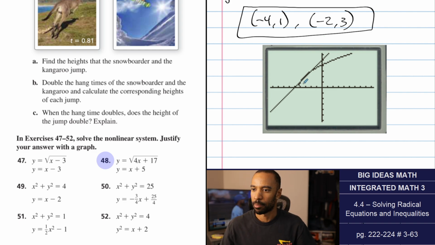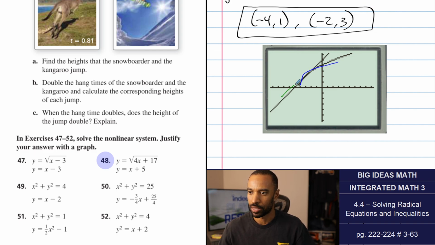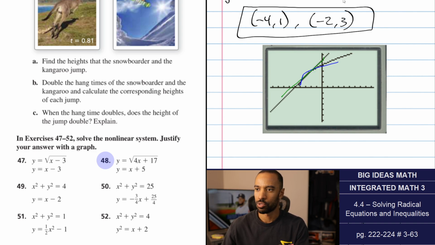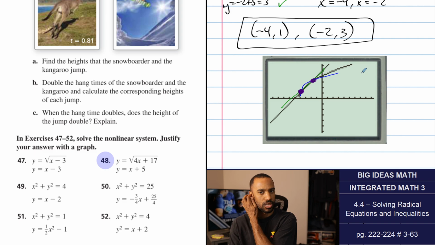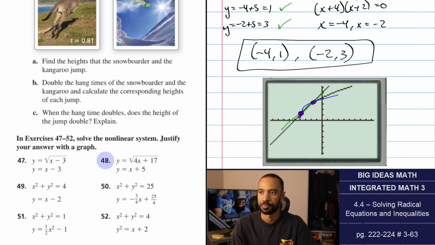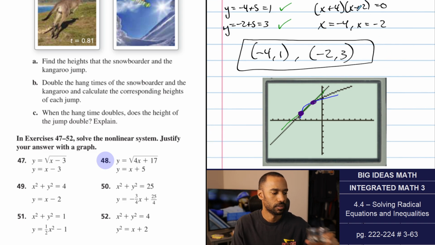I'm going to make this one more extreme, but this one's kind of curving like that, and then this one's going through like this, and it's hitting in 2 places. It's hitting here and here. So what are those 2 places? Well, negative 4, 1 is this one, and negative 2, 3 is this one. So that's the confirmation that it's hitting both of those parts of the curve.